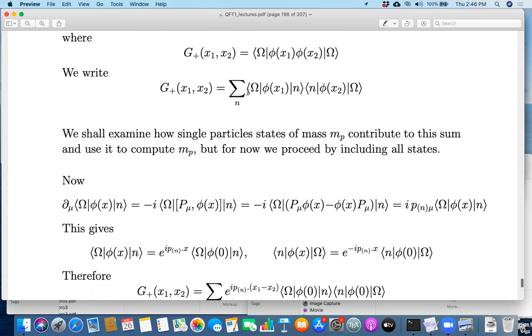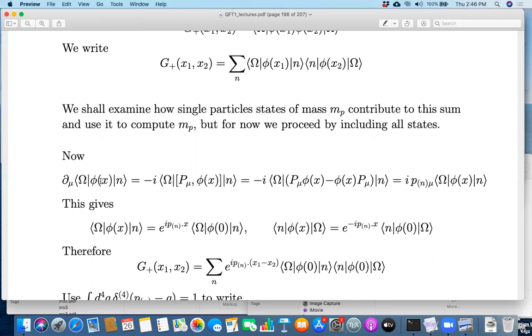Now, the first thing we'll do is to analyze the structure, the x dependence of these quantities, and that fortunately is simple. For this, we use the fact that if you take the derivative of omega phi x n, this derivative can be taken inside because we are using the Heisenberg picture. These states are all time and space independent. So you can take the derivative on phi. And then we use the fact that the commutator of P mu with phi is I times the derivative of phi with respect to x mu. So this we can write as minus I times omega, commutator of P mu and phi, n.